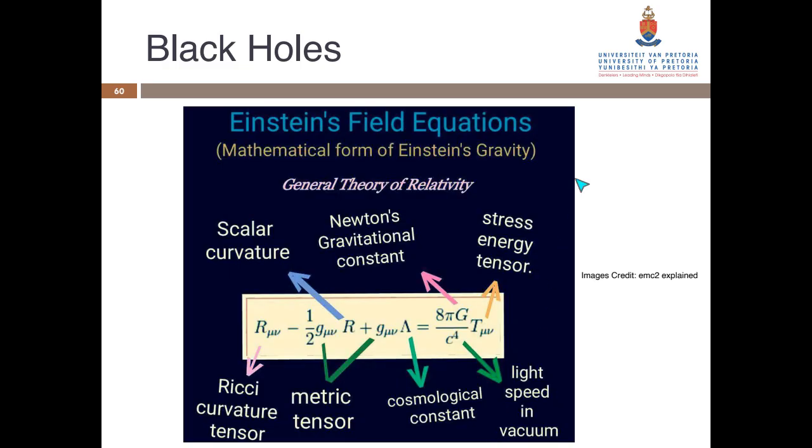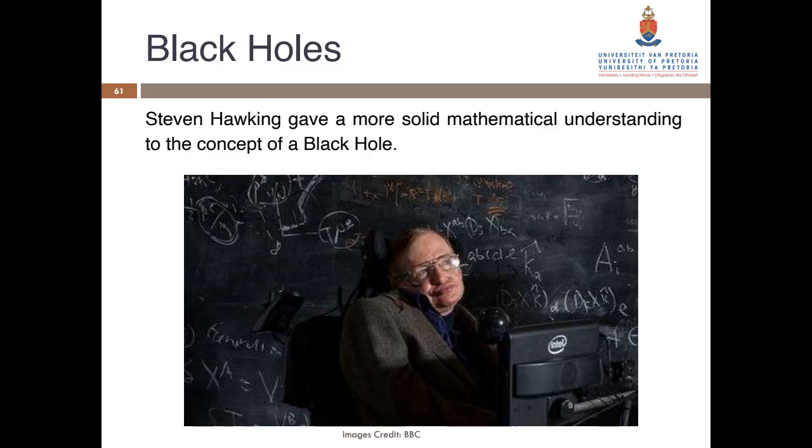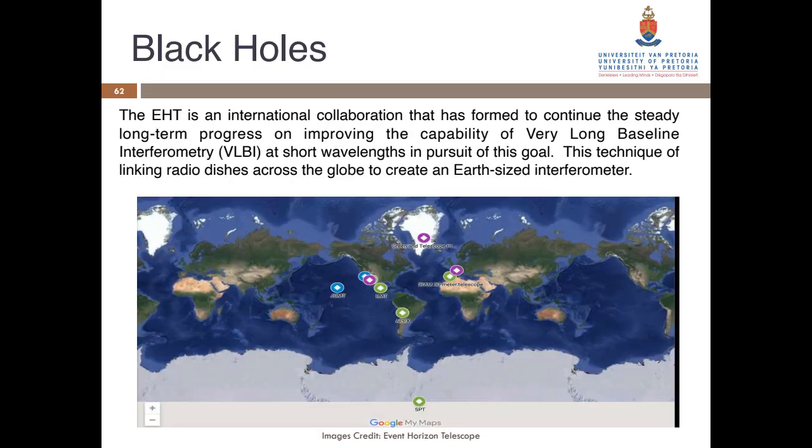So these are the field equations and what each of the terms mean. You don't need to know this, as this is just background information. Schwarzschild predicted that you would have a point mass that has the same characteristics as a black hole. But then we have Stephen Hawking, who provided a more mathematical understanding of black holes, and that is what his life work is about.